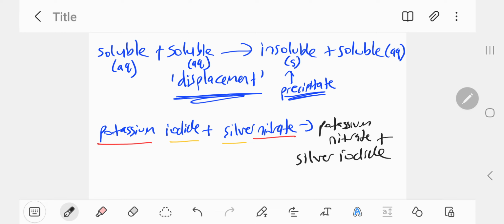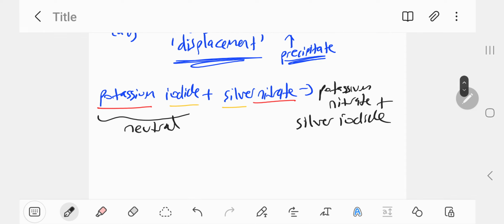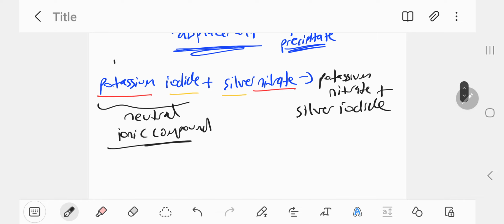It helps to picture what's happening in terms of ions. Potassium iodide is a neutral compound. It's neutral overall, it's got no charge. However, it's made of ions. It's an ionic compound. Compounds are neutral. Ionic compound, why? Because potassium is a metal and iodine is a non-metal.